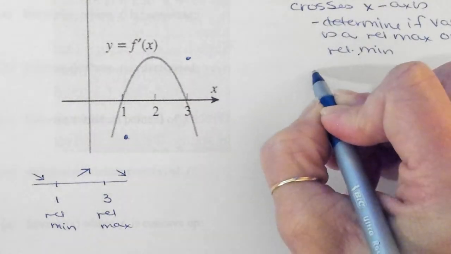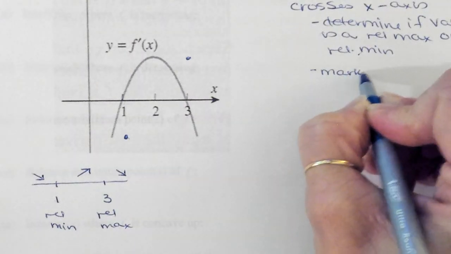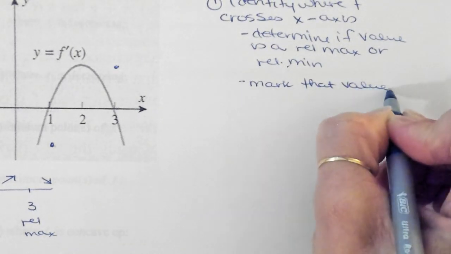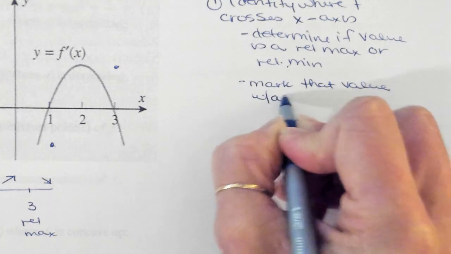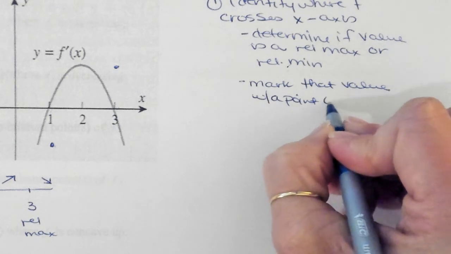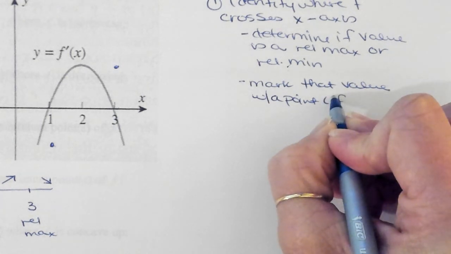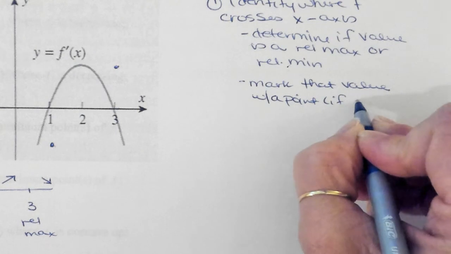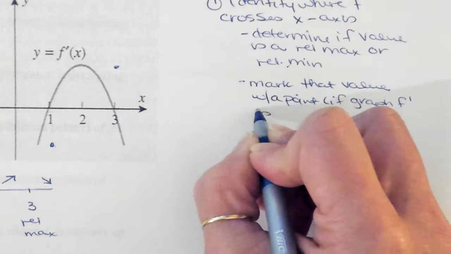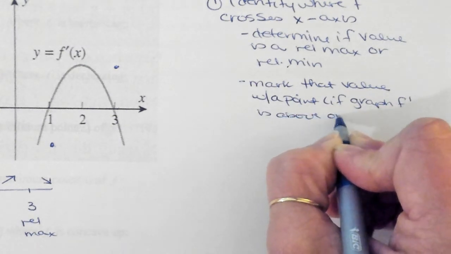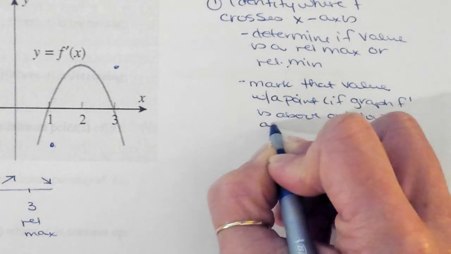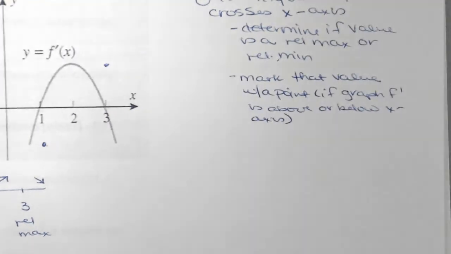So then what we just did was we marked our graph. So mark that value with a point. I'm writing the steps. Okay? And I just said if the graph of f prime is above or below the x-axis, and that's what we are looking at to determine increasing and decreasing.